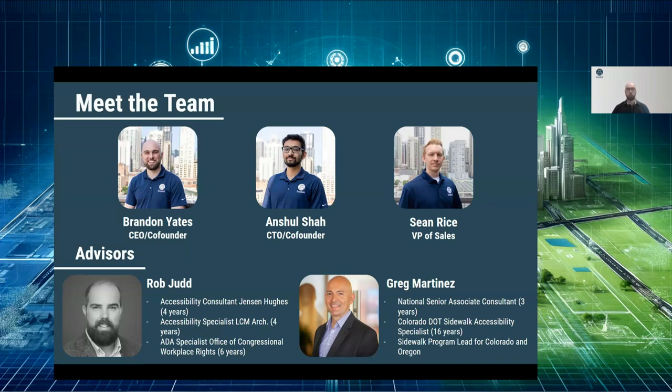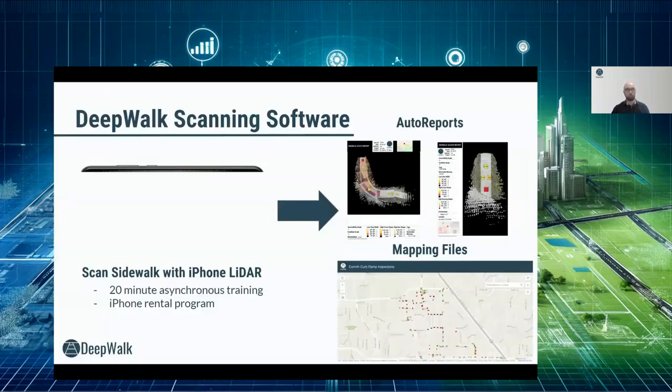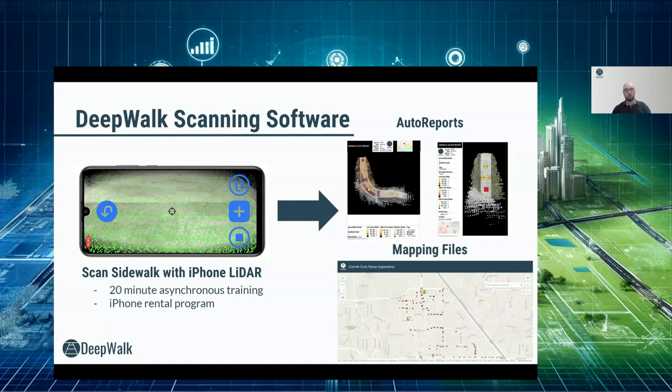We're based out of downtown Chicago currently, but we have projects across the country, and we have an advisory board of nationally recognized accessibility experts. And we built a scanning software using the LiDAR sensors on the new iPhones. And you just take our 20-minute online training, and you can either download the app to your device, or if you don't have one of the qualified devices, you can just rent the iPhone from us. Most of our customers do the rental.